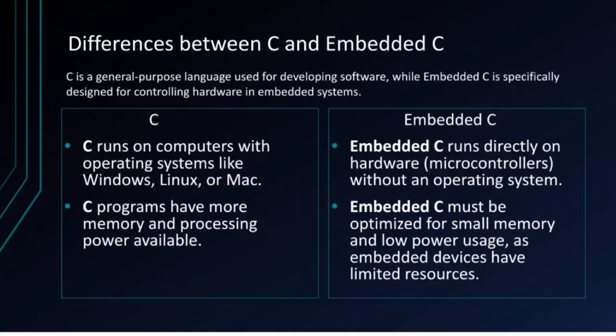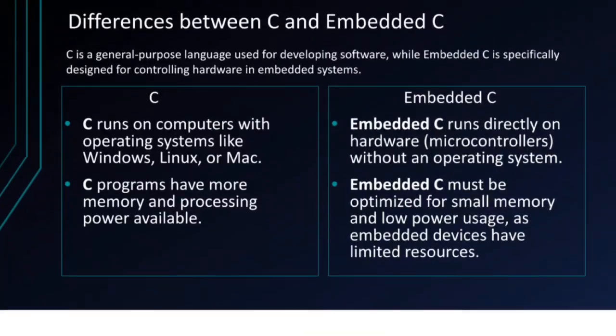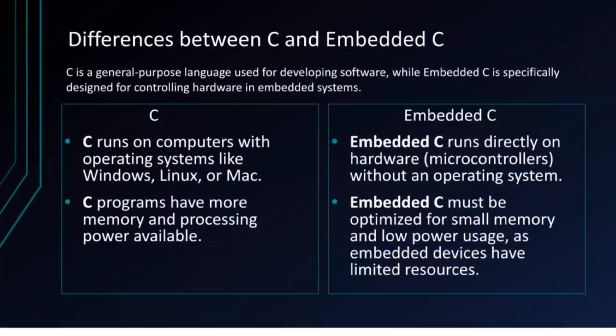C runs on computers with an operating system like Windows, Linux, or Mac. C programs have more memory and processing power available. Embedded C runs directly on hardware without an operating system. We don't need any operating system like Windows, Linux, or Mac. Embedded C will directly connect to the hardware devices, and it must be optimized for small memory and low power usage only, as embedded devices have limited resources.